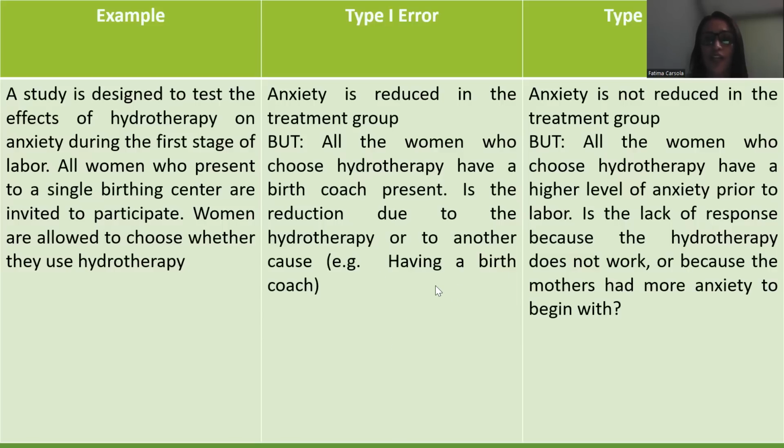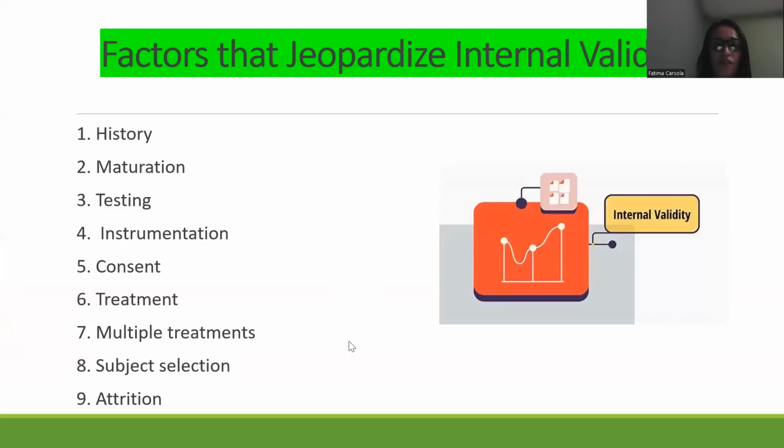For type 2 error, anxiety is not reduced in the treatment group. All the women who choose hydrotherapy had a higher level of anxiety prior to labor. Is the lack of response because hydrotherapy does not work, or because the mothers had more anxiety to begin with? So the question is whether it is due to the lack of effect of hydrotherapy or because the mothers really had more anxiety to begin with.